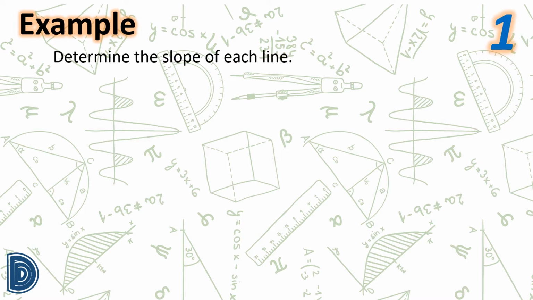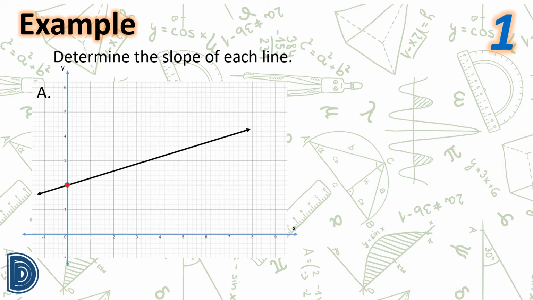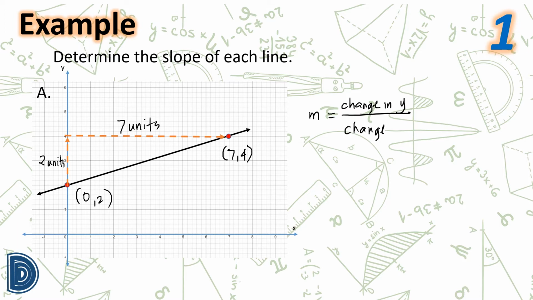Let us have some examples. Here, we are given the graph of a line and 2 points are chosen. We have (0, 2) and (7, 4). From the definition, the slope is the ratio between the change in y-coordinates and the corresponding change in x-coordinates of any 2 points on the line. From (0, 2) to (7, 4), the change in y-coordinates is 2 units. Also, the change in x-coordinates is 7 units. Hence, the slope m of this line is the change in y over the change in x, and that is equal to 2 over 7.